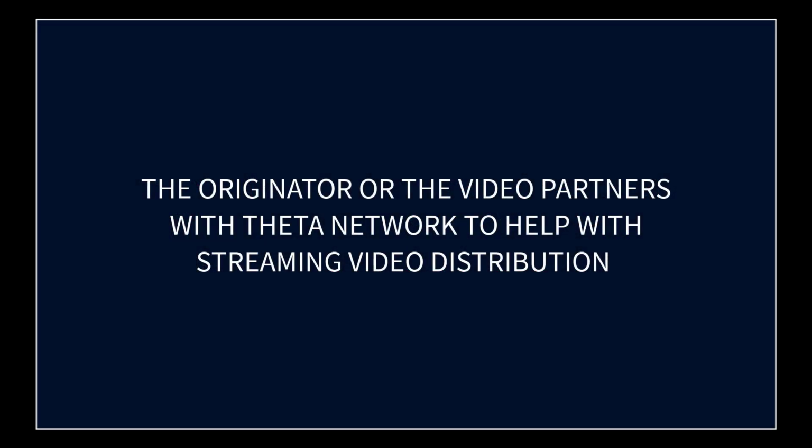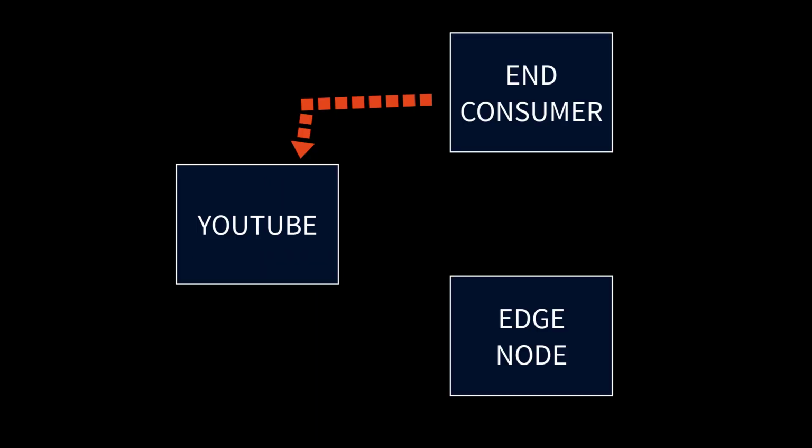The originator of the video partners with the Theta Network to help with streaming video distribution. The end consumer requests the video from YouTube. YouTube communicates with the Theta Network and sees if there is an available edge node in the area where the end consumer is, and also checks to see if there is a cached copy of the requested video in the area already. And if not, it sends a copy to the edge node in the area.